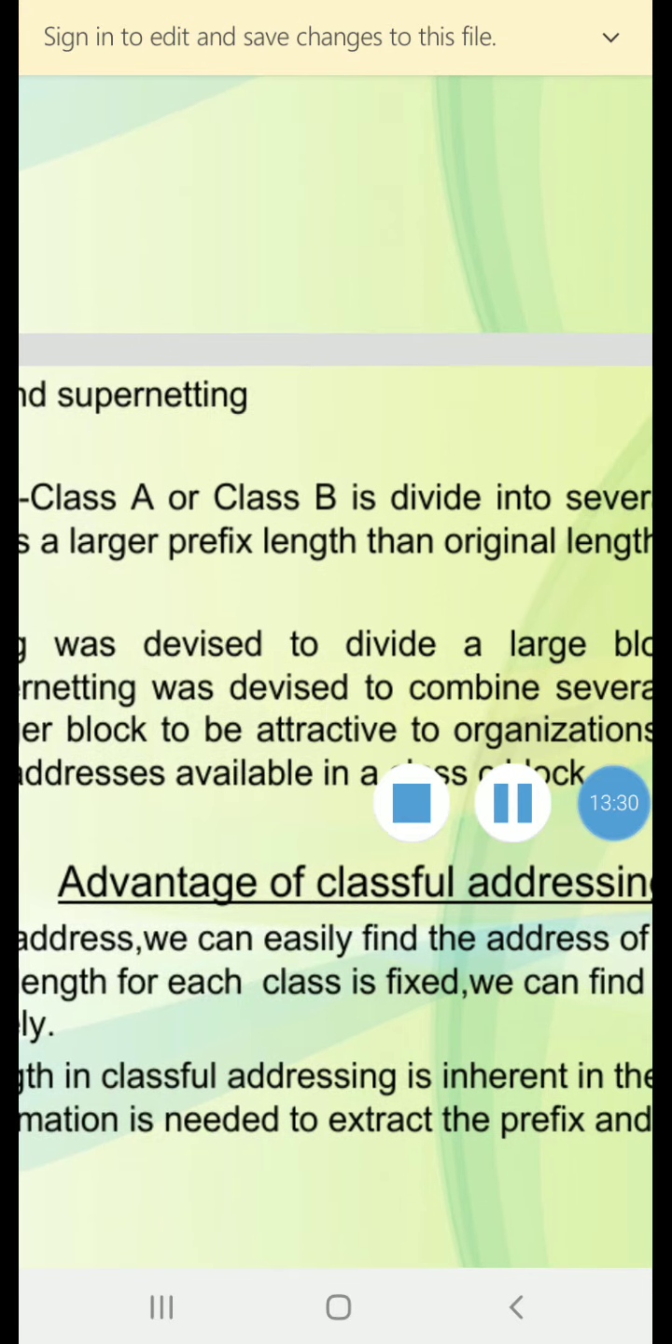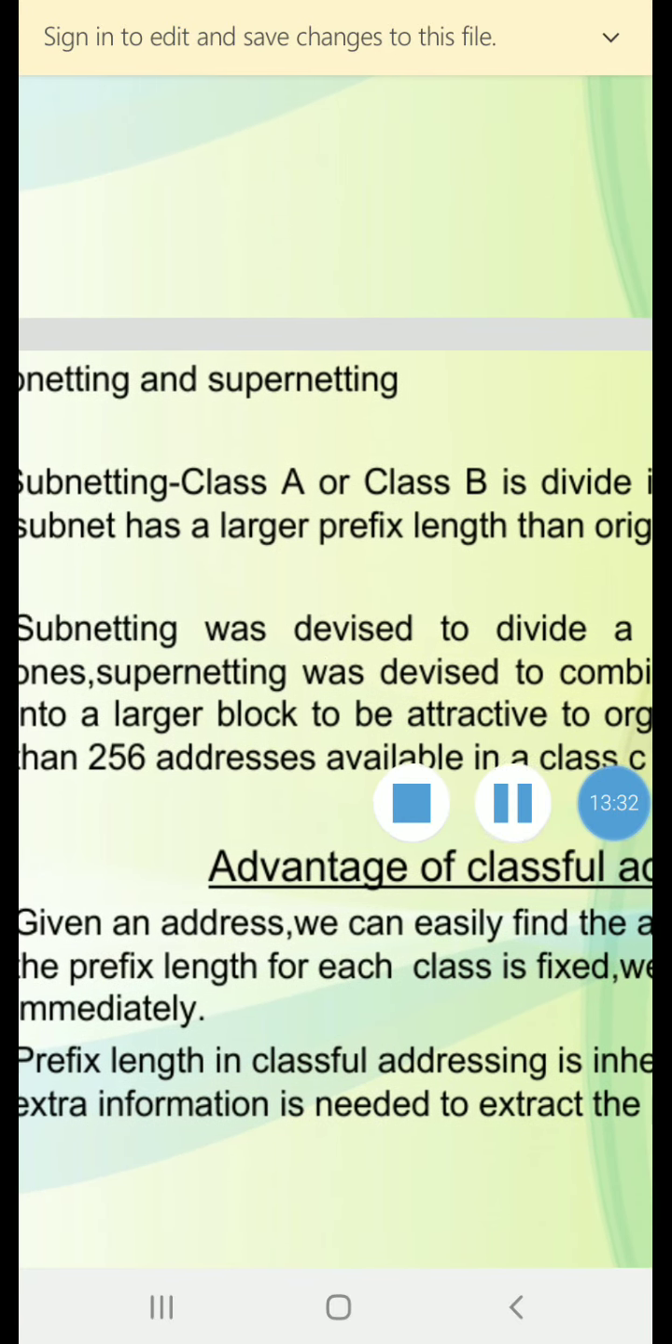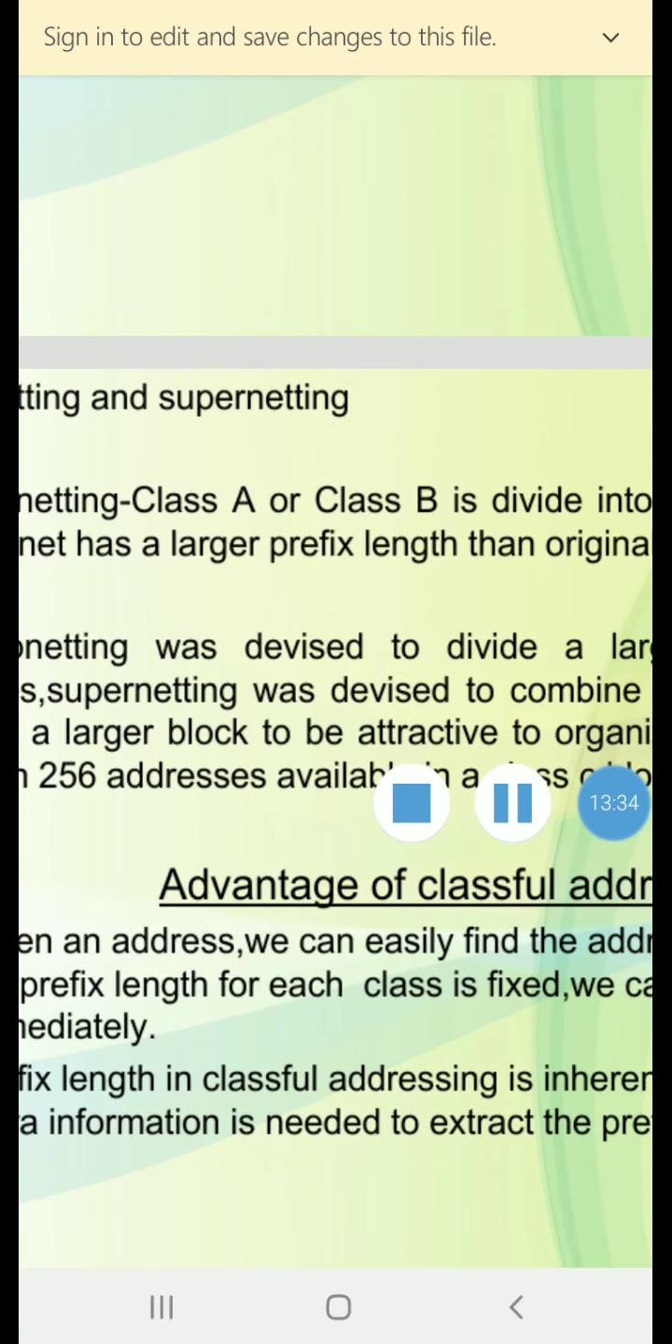So now we'll see about the advantages of classful addressing. Given an address, we are easily able to find the class of the address, and since the prefix length for each class is fixed, we can find the prefix length immediately. Prefix length in classful addressing is inherent in the address, so no extra information is needed to extract the prefix and suffix.